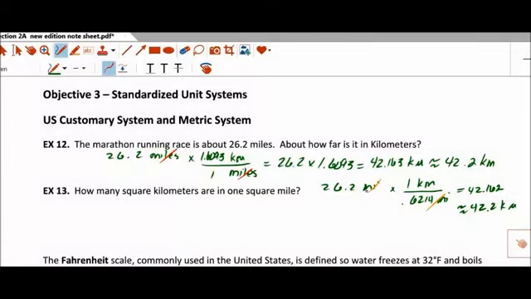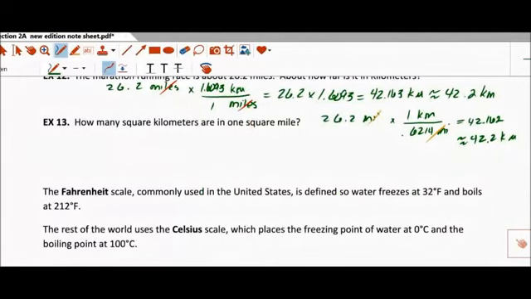All right, similar thing, but now we're dealing with square miles and square kilometers, so we're going to have to use that great math of maybe squaring one of our unit conversions. So I'm going to start with 1 square mile. So I have 1 mile squared, and I want to convert that to square kilometers.